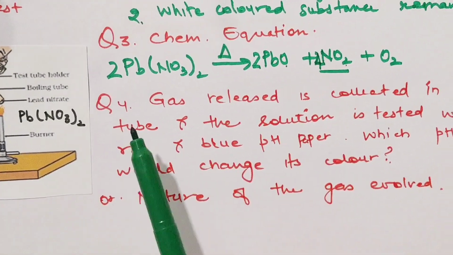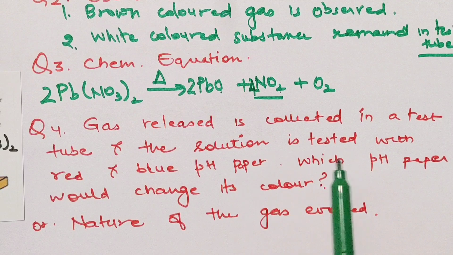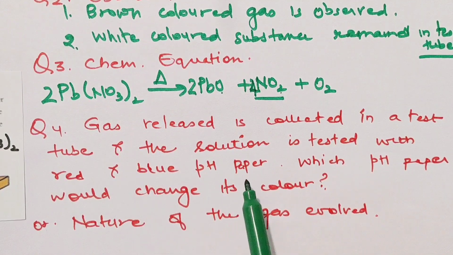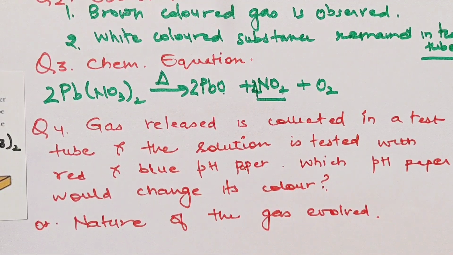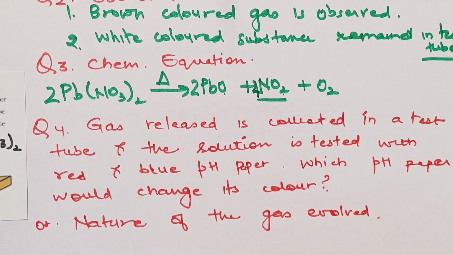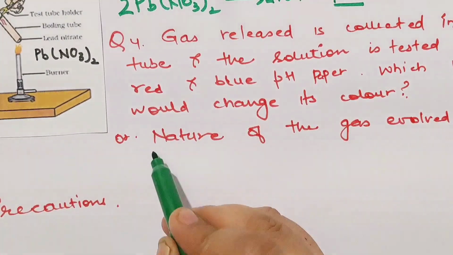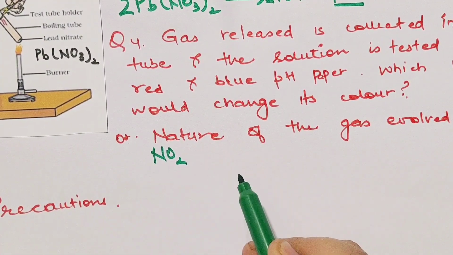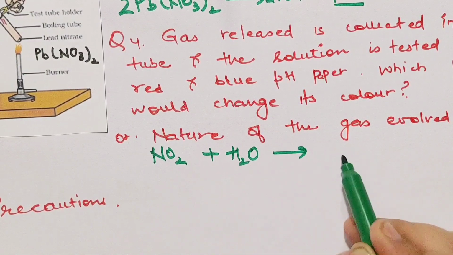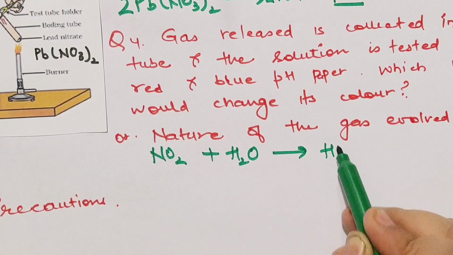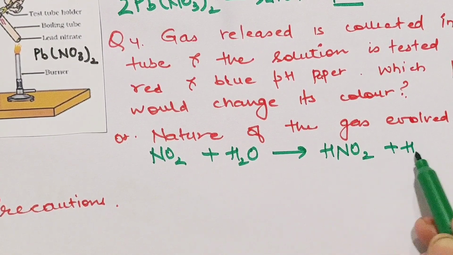Here also the gas released is collected in a test tube and the solution is tested with blue and red pH paper. Which pH paper would change color? Or another way of asking the question is, tell us the nature of the gas evolved. Now, the gas evolved was nitrogen dioxide. When treated with water, it actually forms both nitrous acid and nitric acid.